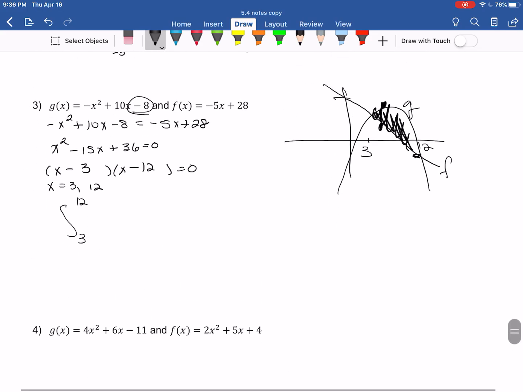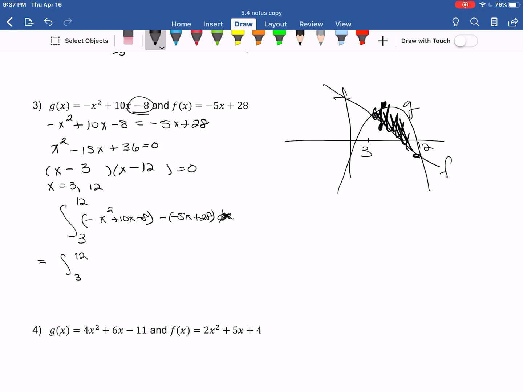3 to 12 of the top function, g of x, so -x squared plus 10x minus 8, minus the bottom function, which is -5x plus 20. I'm using parentheses because when I subtract that bottom function, I've got two things to subtract, not just one. So let's go ahead and simplify that a little bit. So -x squared, what next? 10x plus 5x is 15x, and then -8 minus 28 is minus 36.